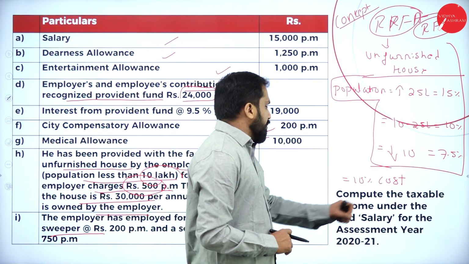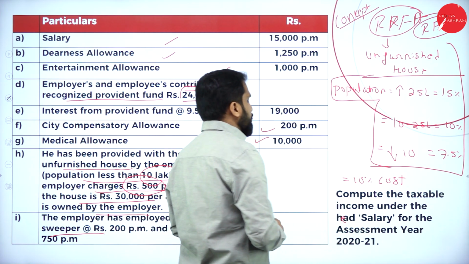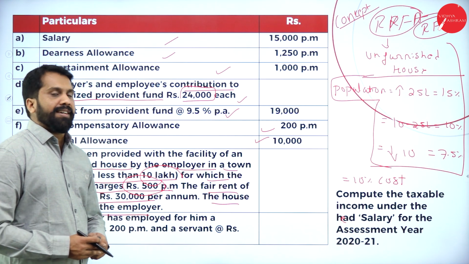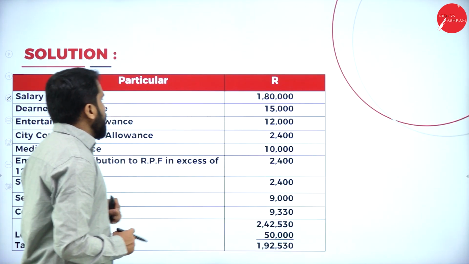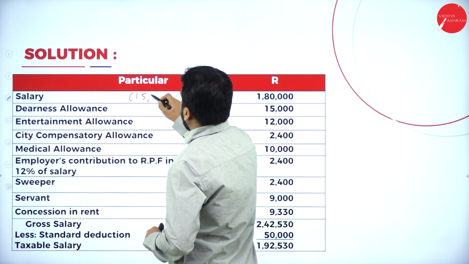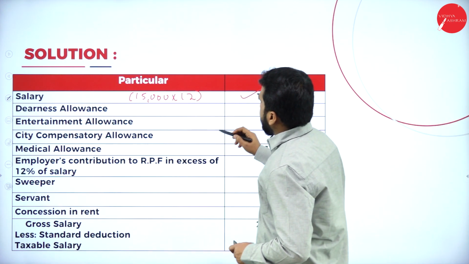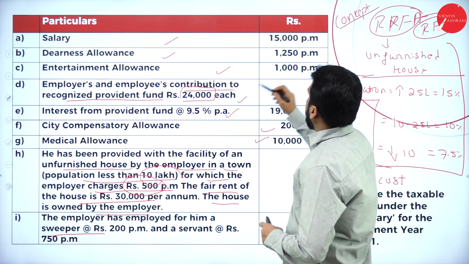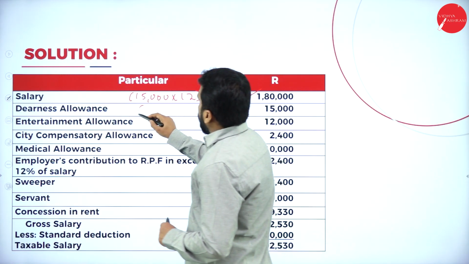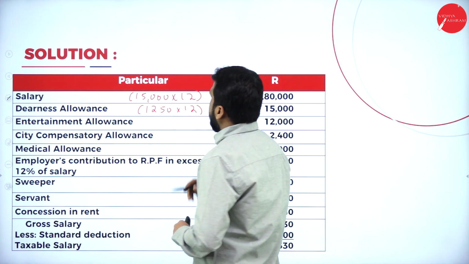Now, compute the taxable income under the head salary for the assessment year 2020-21. We'll go for the answer. Now, this will be your answer. Salary, it is nothing but your 15,000 multiplied with 12. This is done. Your DA allowance, how much is it given? 1,250 per month. Now, this will be 1,250 multiplied with 12.